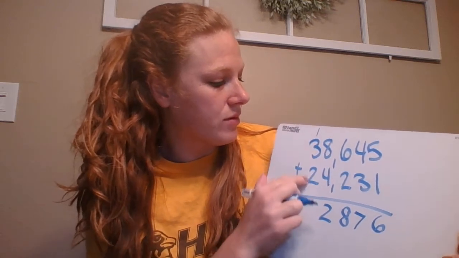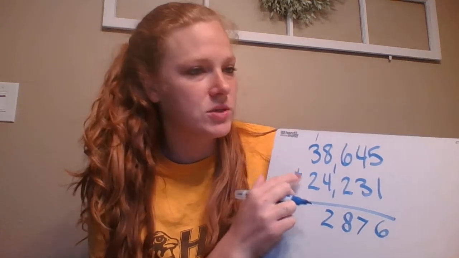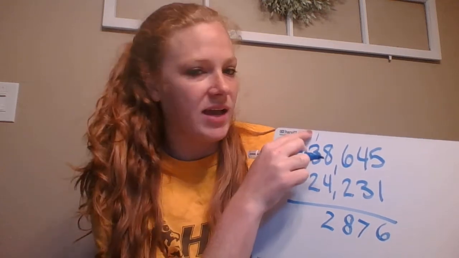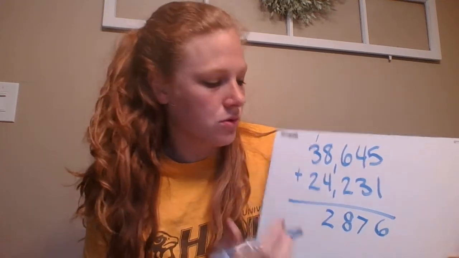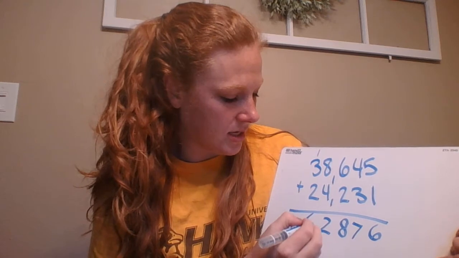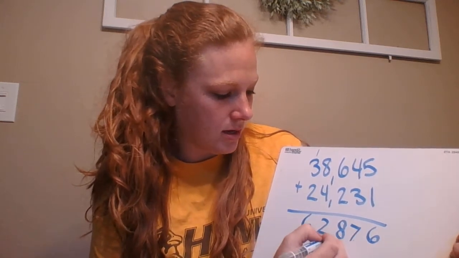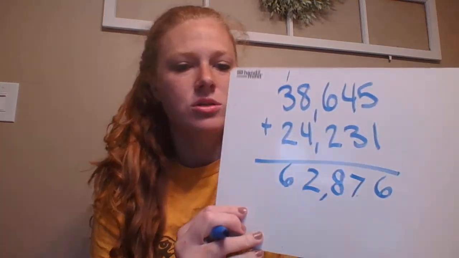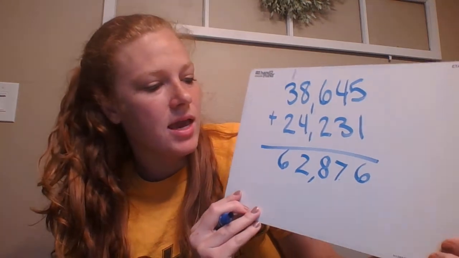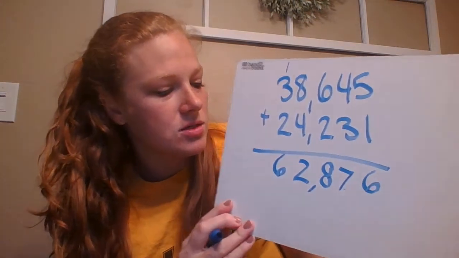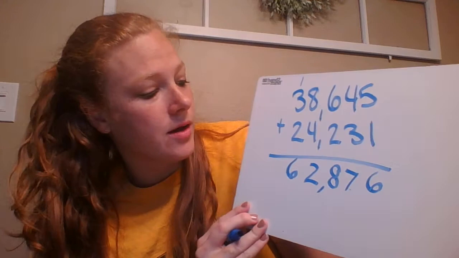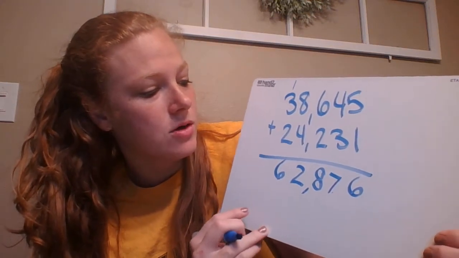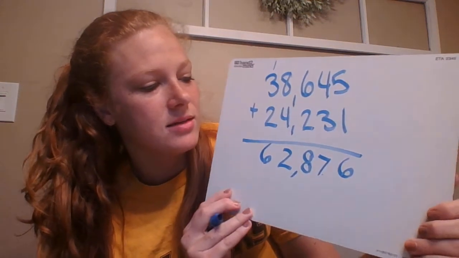Then we're going to add 3 plus 2, 3 más 2, which is 5 or 5. But we have to add this 1. So más 1, which is 6 or 6. 1, 2, 3, comma. So our final answer should be 62,876. So in Spanish that would be 62,876.